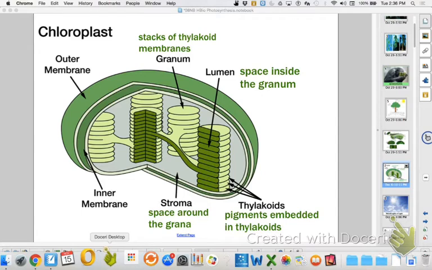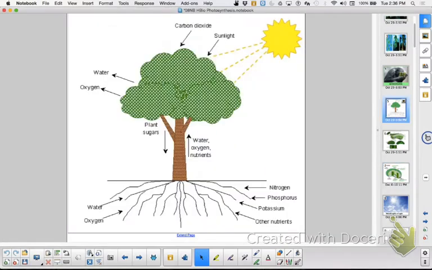So the first thing I want to make sure we hit on are all the big ticket items. In plants, you want to know the reactants and you want to know the products of photosynthesis. Could you write the equation for photosynthesis? Yes, no, maybe so? No.